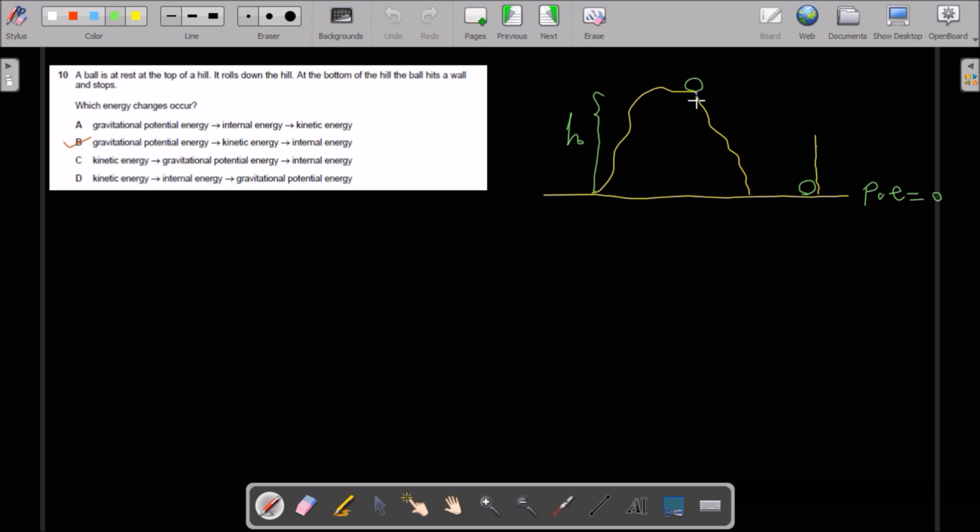So after that, when it rolls down the hill, it gets kinetic energy. So potential energy changed to kinetic energy. That's why B will be right, because at the end it stops, so it means all energy changes to internal energy. That's why B is right.